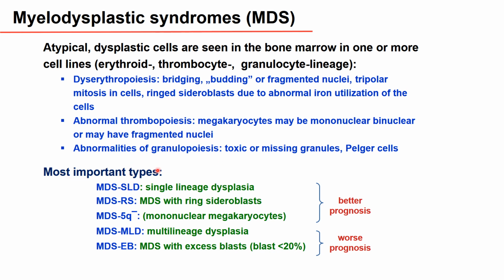Now, the most important thing is that when we have only single lineage dysplasia, or we do see ringed sideroblasts associated with dysplasia, or mononuclear megakaryocytes, these are the better prognostic myelodysplastic syndromes. And if we do have multilineage dysplasia or excess blasts, that's a worse prognostic feature of this myelodysplastic syndrome.